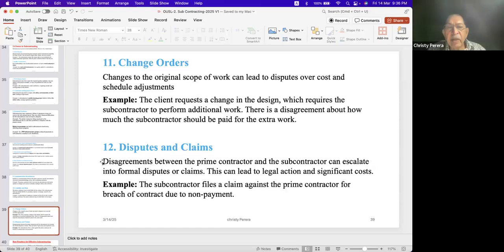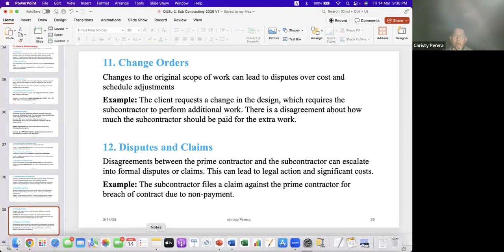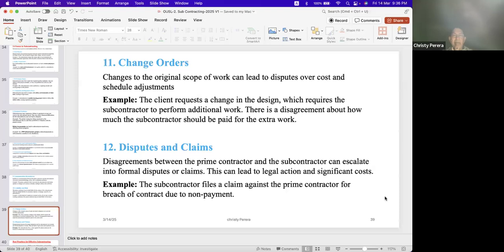Disagreements between the prime contractor and the subcontractor can escalate into formal disputes or claims. This can lead to legal action and significant cost. For example, the subcontractor files a claim against the prime contractor for breach of contract due to non-payment.